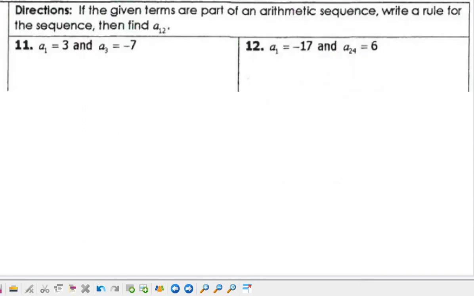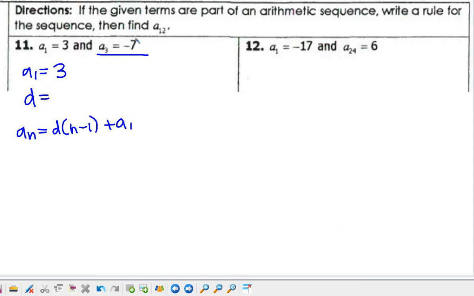All right, so let's look at the next set. This is a little different because they don't give us the sequence, they give us pieces of information about the sequence. Okay, so it says if the given terms are part of the arithmetic sequence, write a rule for the sequence and then find a sub 12. So we have a sub 1. The problem is we need the common difference. Okay, well, we can go ahead and sub into the rule because we have this piece of information. So remember, a sub n is equal to d times n minus 1 plus a sub 1.